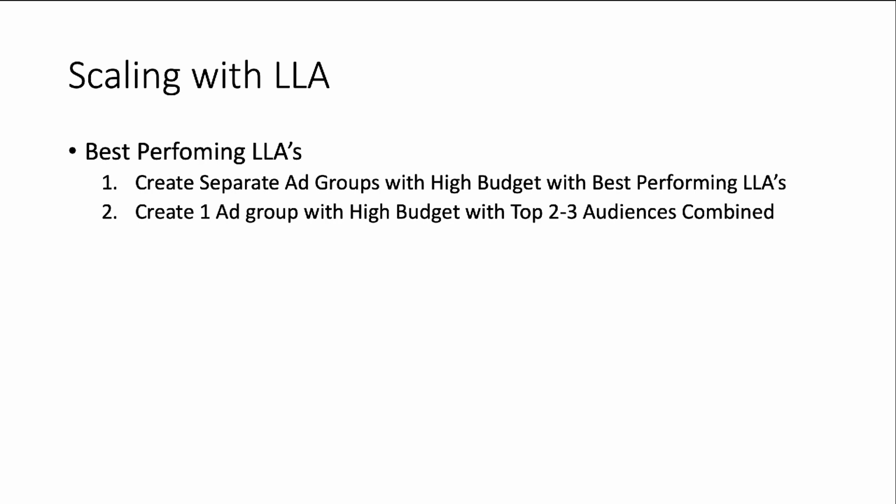Now if you have more than three audiences that are working for you, it's very good. So what you do is you create two different ad groups. The top three in one ad group, the next three in the second ad group, and give them a high budget and run those ads. Most likely, if all these audiences have worked for you, this ad group will also work for you, and will give you a very low cost per conversion.